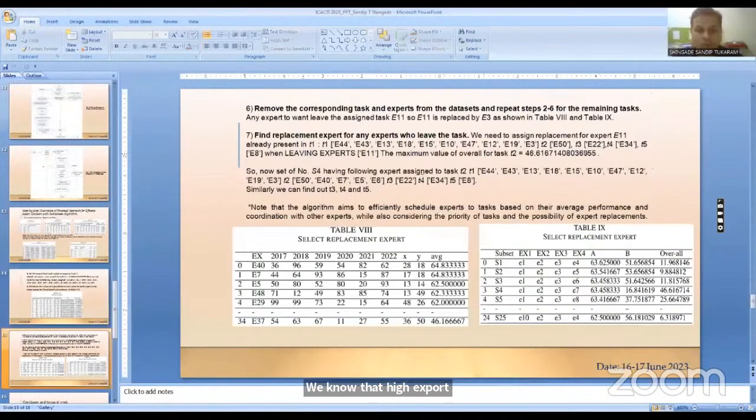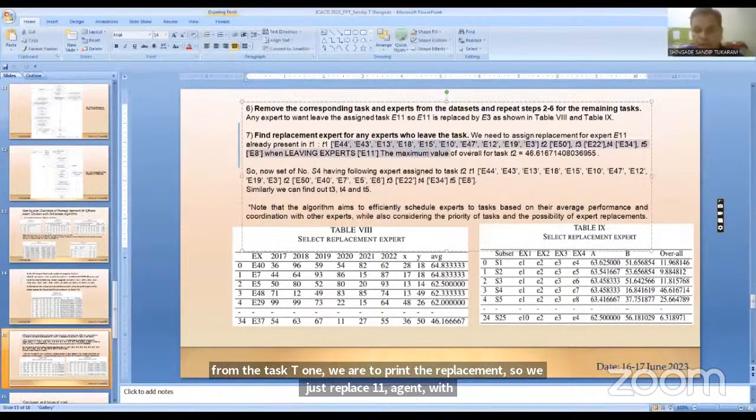If you want to remove any expert from E11, which is assigned from task T1, we have to find a replacement. So we just replace the E11 agent with another agent. The other experts will be the same, so E44 to E90 will be the same. We have to just replace E11.